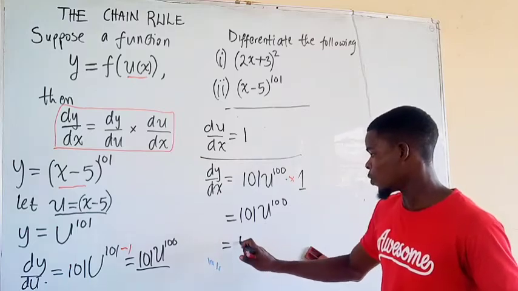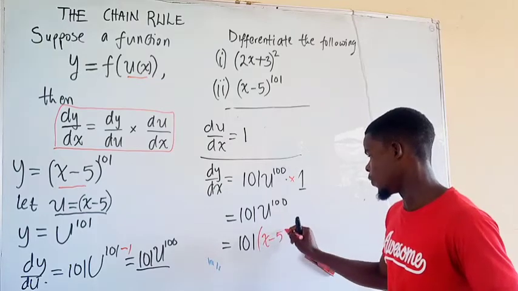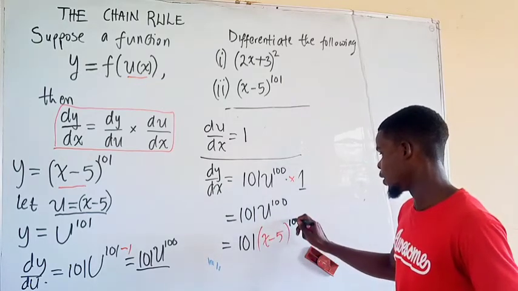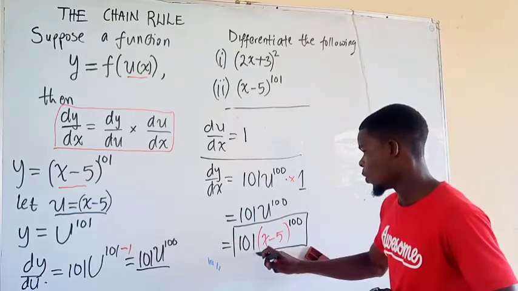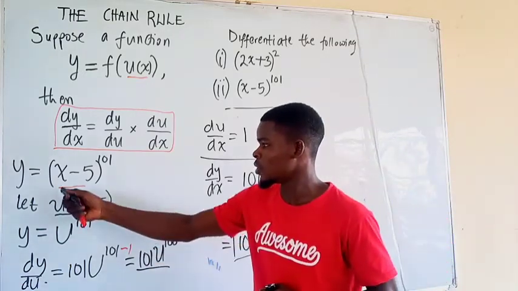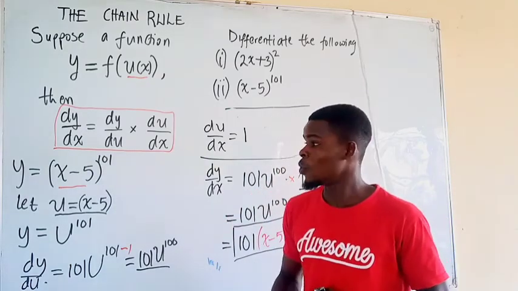So we're going to put down 101. Then in place of u, we put down x minus 5. Then we raise it to power 100. And this right here is the derivative of that function, which we couldn't do just by expansion. But with the chain rule, we can break it down.